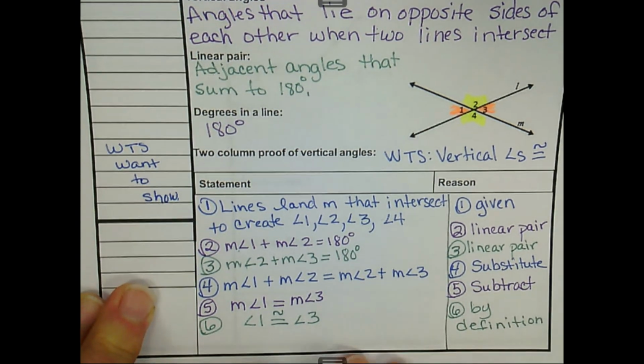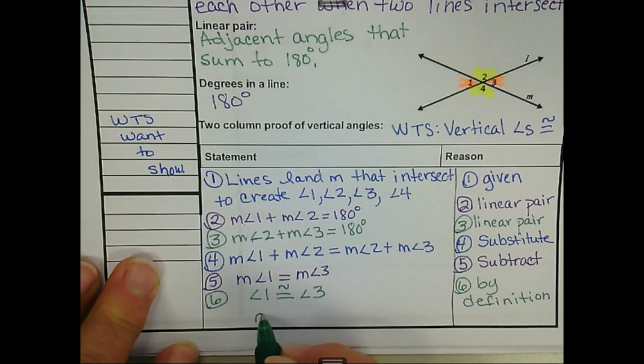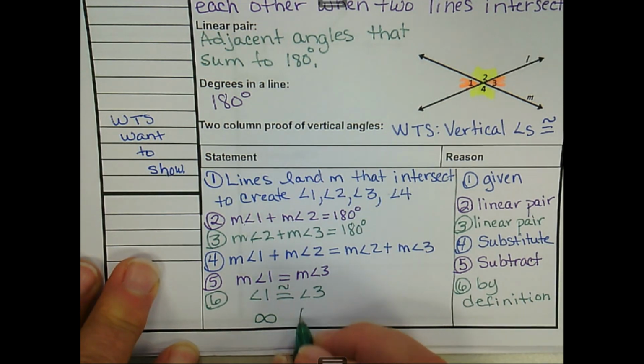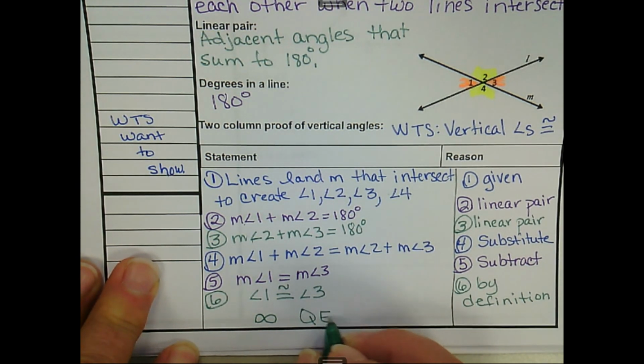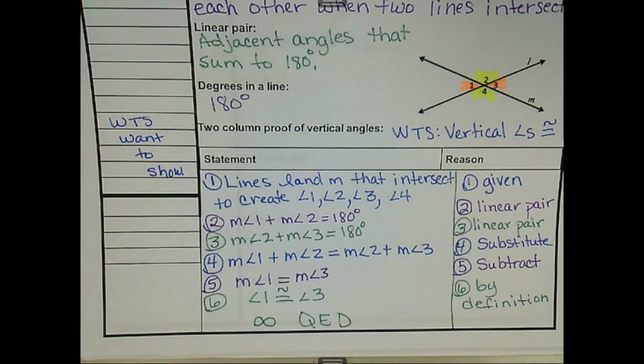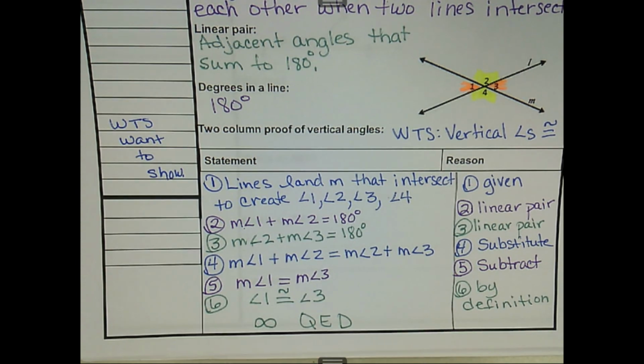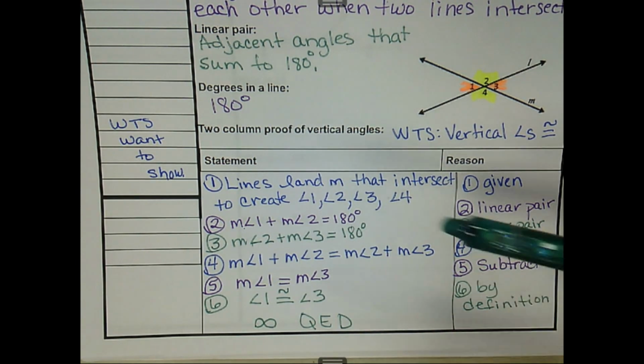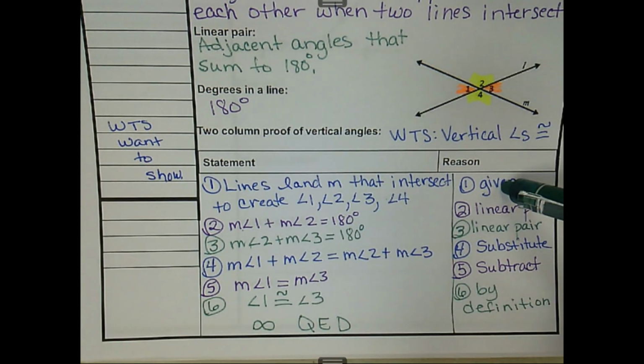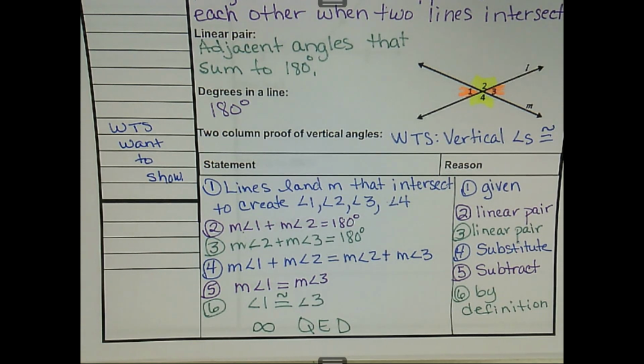Now we have to tell our reader that we've finished our proof. The infinity sign is one way to do it. QED is another way to do it. But you always tell your reader, I'm done, I've proved it, I'm right. And that's how you tell them. So a proof sets up a statement with a reason, and the reasons have to be mathematically sound so that no one can argue or tell you you're wrong.